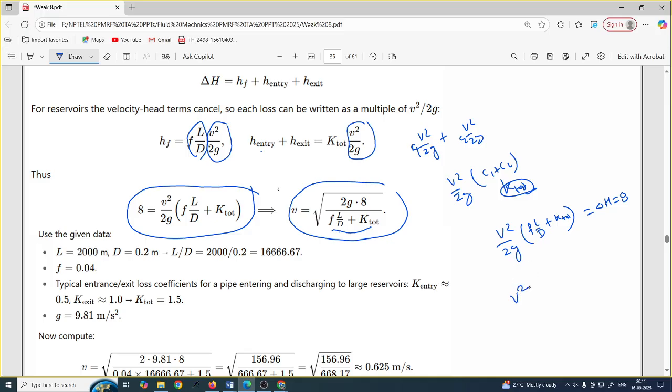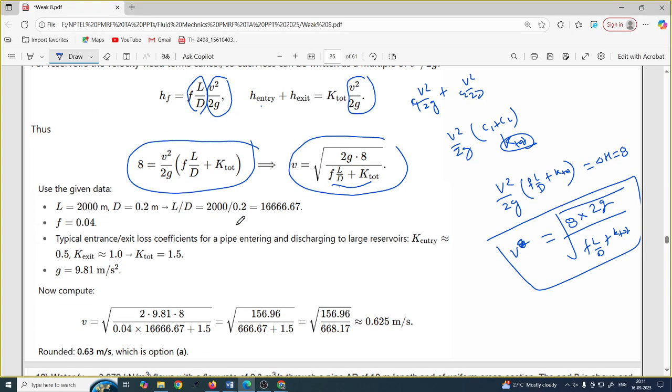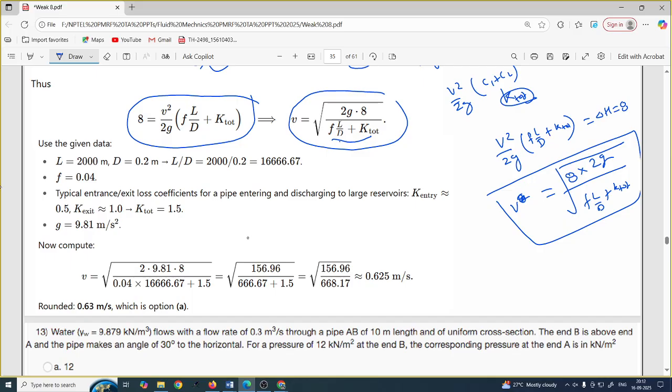So when you calculate V square, you will get 8 into 2g divided by (f L by D plus K total). Once you remove the square, you will get the square root, and you already know all the values. Here K exit and K total are given. Typically, the entrance and exit loss coefficients for a pipe discharging to a large reservoir: we generally take K entry as 0.5 and K exit as 1.